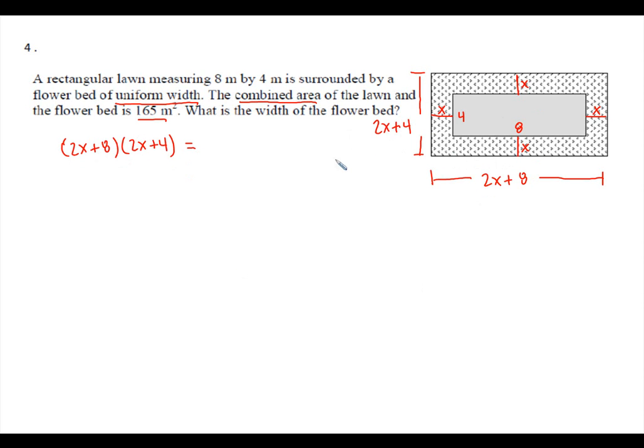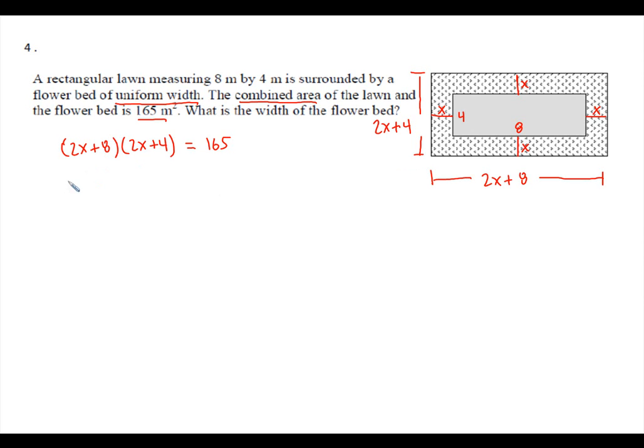So here's where it's important. It says the combined area. So they're saying the area of both the flower bed and the lawn is 165. So when you multiply these two, it's going to equal 165, because they're already telling you that for this whole rectangle, or both parts, the area is going to equal 165.